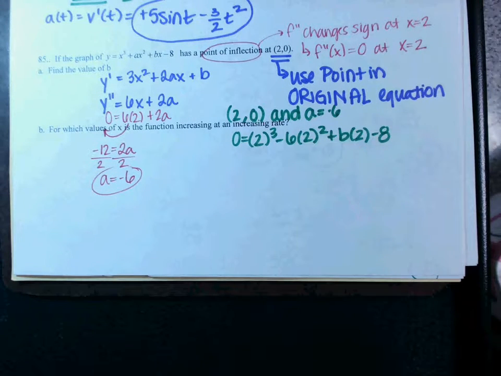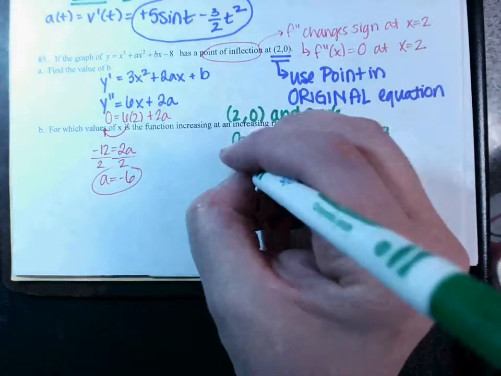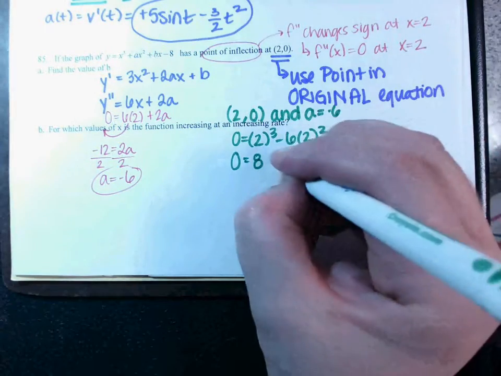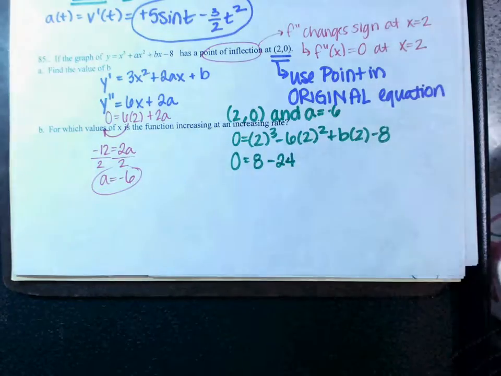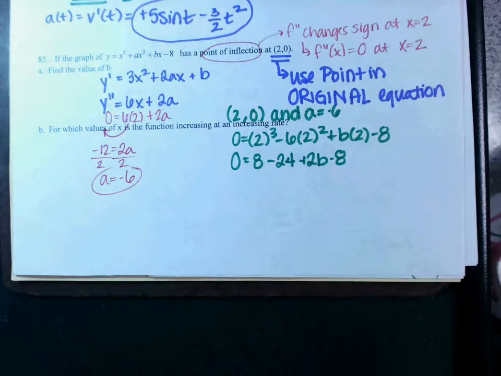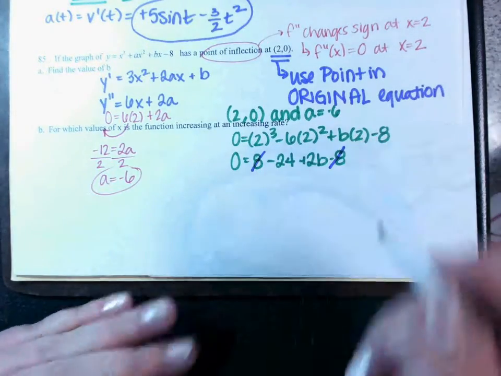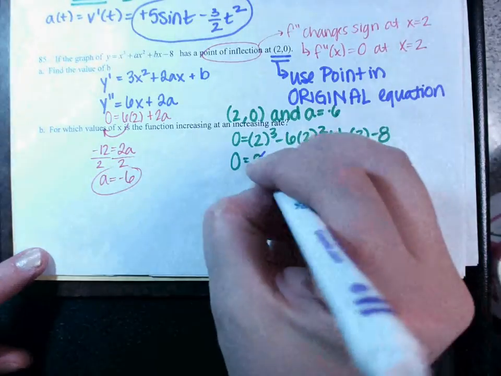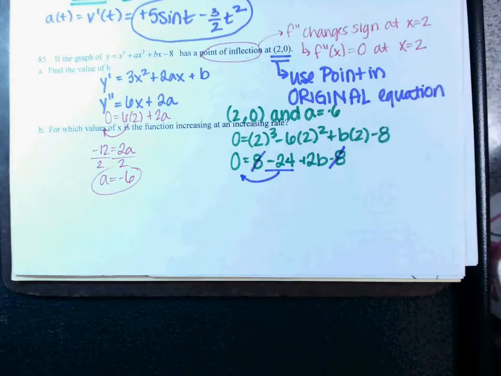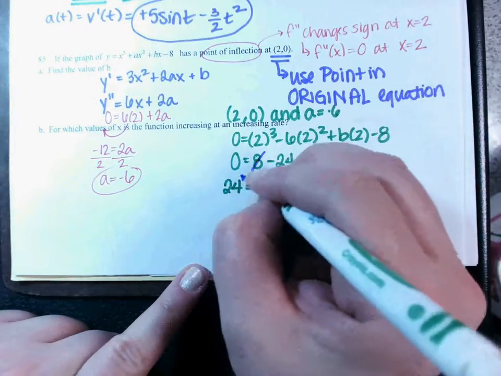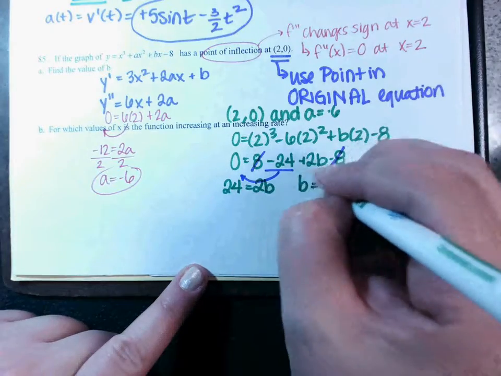Okay, 2 cubed is how many? 8. Then 2 squared here is 4 times 6 is minus 24. That'd be a 2b. And then a minus 8. What happens with 8 and negative 8? They do what? Gone? Then I'm going to take my minus 24 across. That will turn it back to a positive 24. And if 24 is 2b, then what's b? Then b is 12. Good.